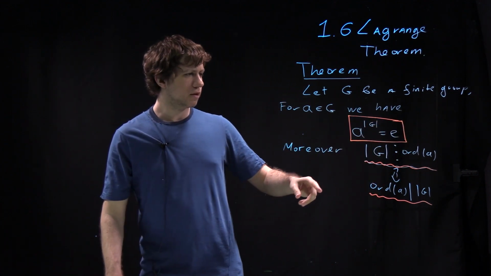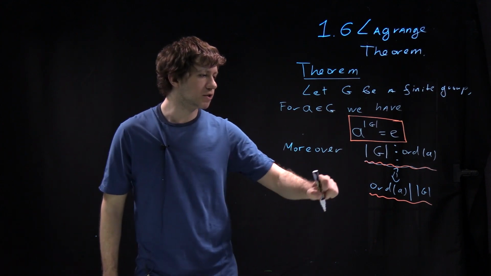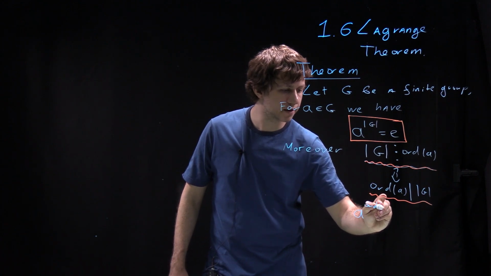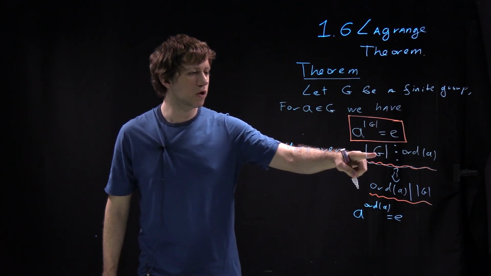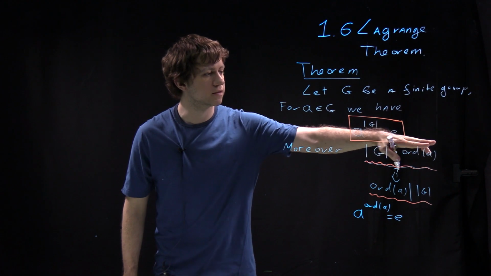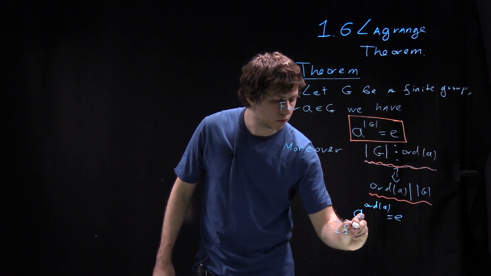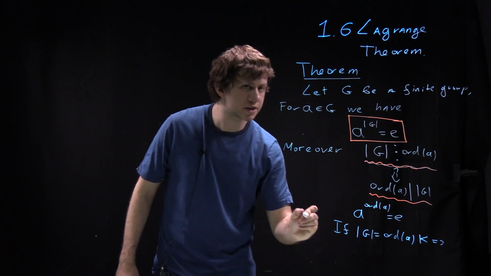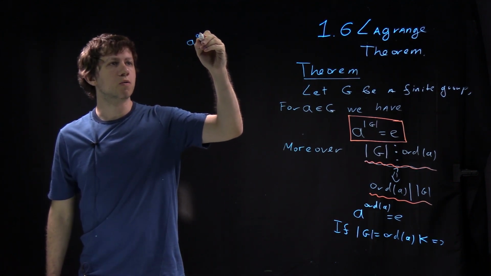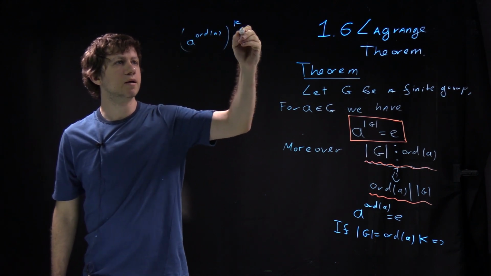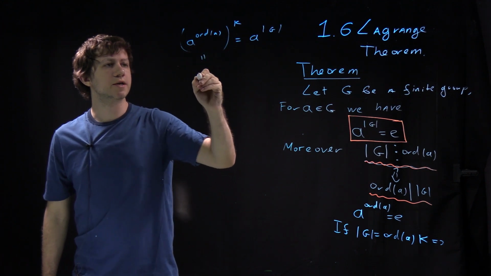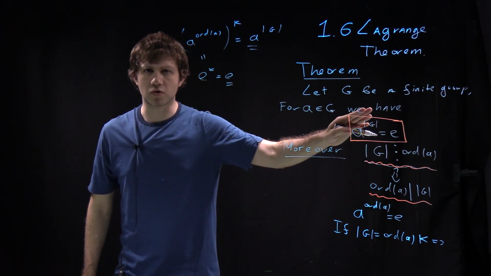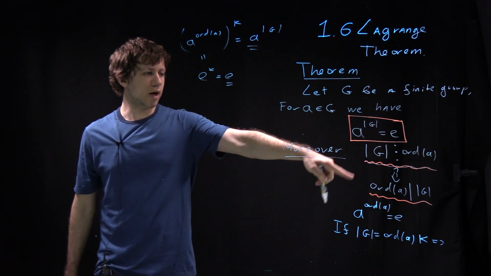And actually, we'll prove this stronger statement. Of course, if you know that A power order of A equals the identity, and then you know the second statement, that order of G is order of A times something, so if order of G equals order of A times K, then of course A power order of A, to the power K, is equal to A power order of G. On the other hand, it's E power K, which is E. So this is why the statement starting with moreover is stronger than the original statement. So I'm going to prove that.